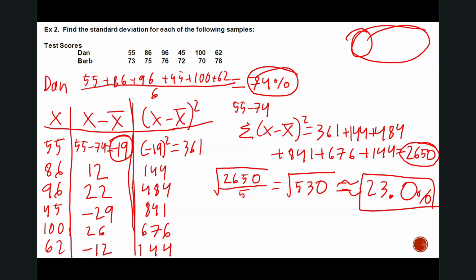N minus 1. For a sample, you want to do n minus 1. If it was a population, so like, I guess this is some of Dan's tests. If it was the population, you do n. The reason why that is kind of mysterious, right? So you do n minus 1, right?